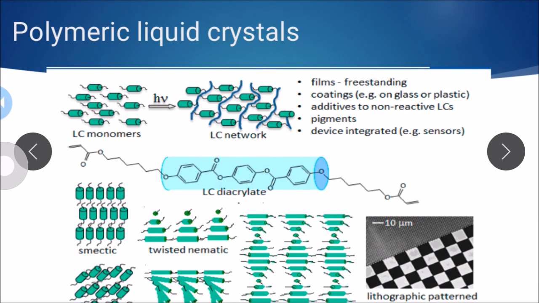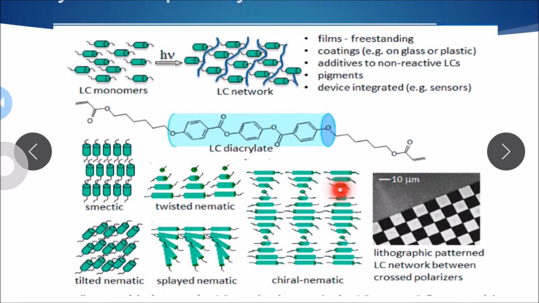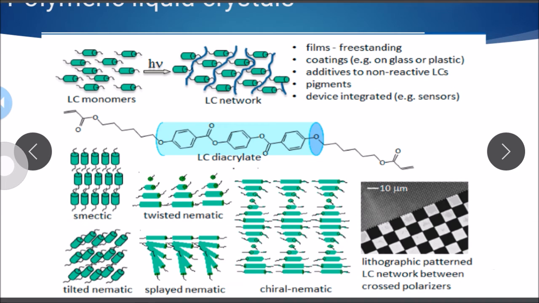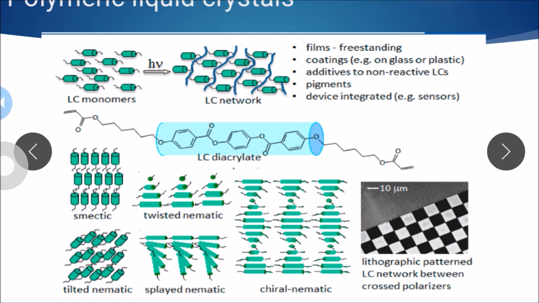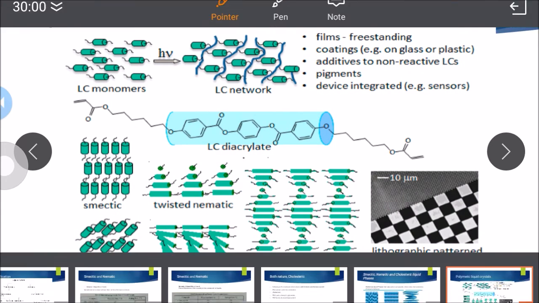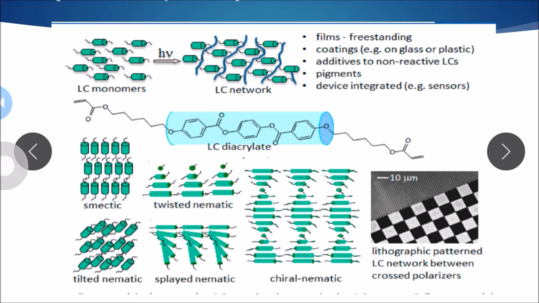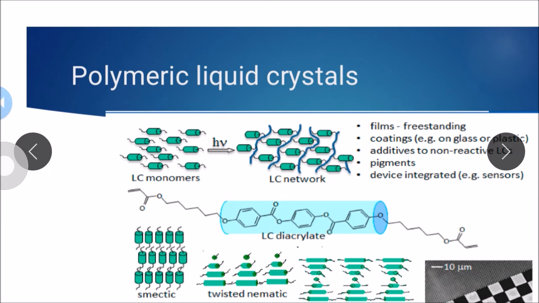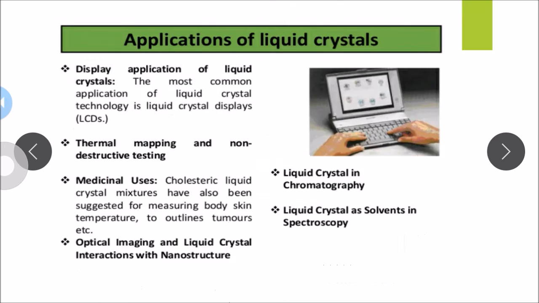There is LC diacrylate material. This is one of the polymeric liquid crystals which is used widely, and its lithographic patterned structures are given here. These are the chiral nematic, this is the splayed nematic, this is twisted nematic, this one is a smectic, and this one is tilted nematic. This is the polymeric liquid crystal behavior, application and preparation of polymeric liquid crystals.